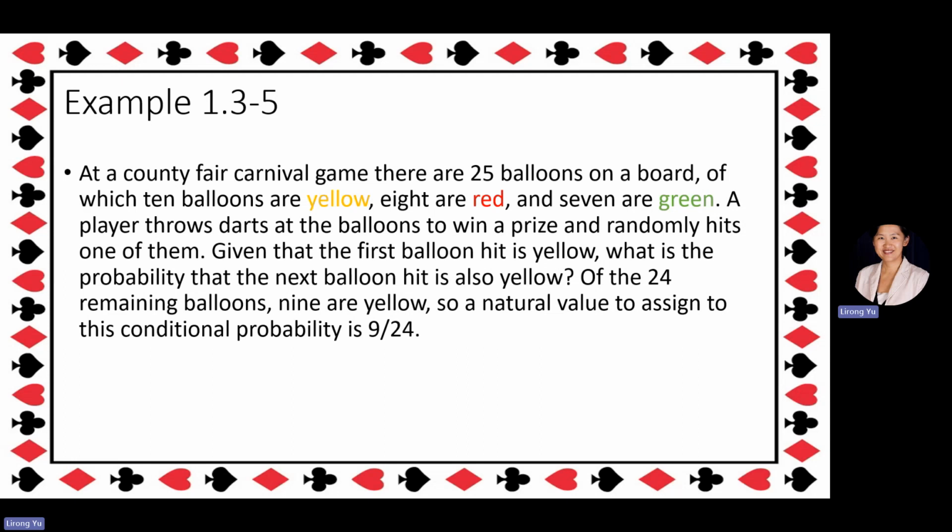A county fair carnival game. There are 25 balloons on the board. 10 balloons are yellow, 8 are red, 7 are green. A player throws darts at the balloons to win a prize and randomly hits one of them. Given that the first balloon hit is yellow, what is the probability that the next balloon hit is also yellow?